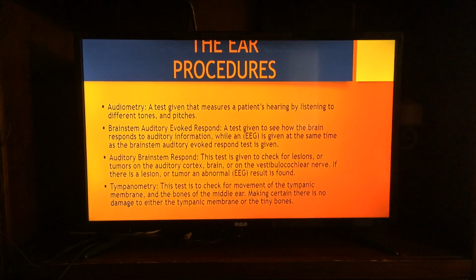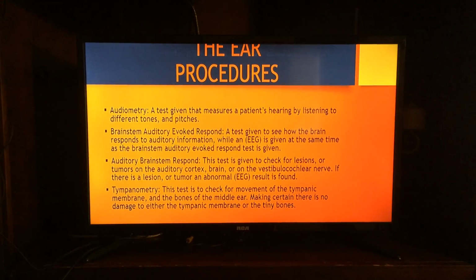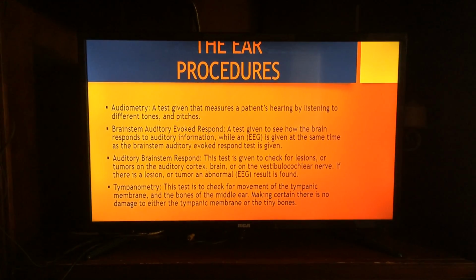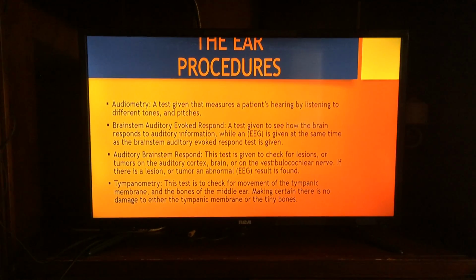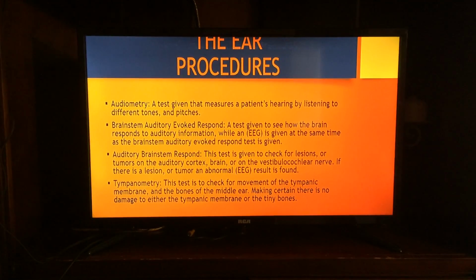Tympanometry is a test to check for movement of the tympanic membrane and the bones of the middle ear, making certain there is no damage to either the tympanic membrane or the ossicles.